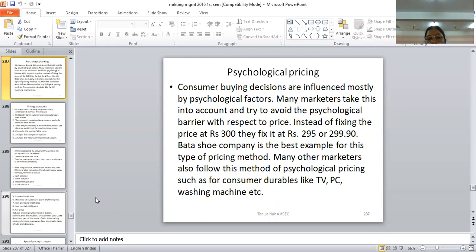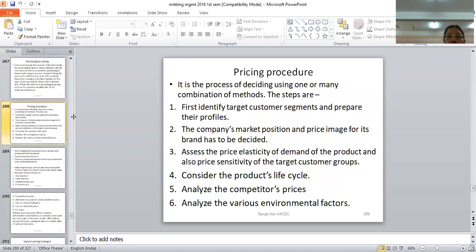This is to attract those kinds of customers who have a psychological effect towards pricing. Nowadays you see TVs, PCs, washing machines, many consumer durables use this kind of psychological pricing, where they just reduce 1 rupee or maybe 1 rupee 50 paise from the actual price, and the customers will feel psychologically that they are getting the product at a lesser price. So they will be ready to purchase it. This is known as psychological pricing. So these are all the pricing strategies. Next class I will go into the pricing procedures.